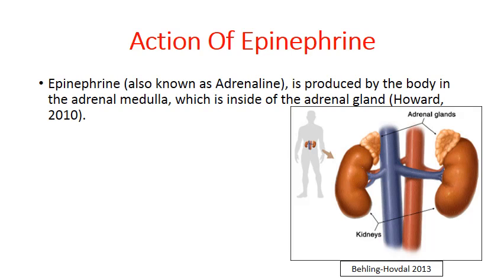Epinephrine, also known as adrenaline, is produced by the body in the adrenal medulla, which is inside the adrenal gland. It is both a hormone and a biological amine. Strong emotions, such as fear, anger, shock, etc., stress, and physical activity can trigger the autonomic nervous system to stimulate the adrenal medulla, causing a release of adrenaline into the bloodstream.